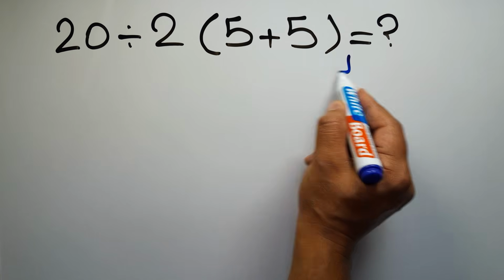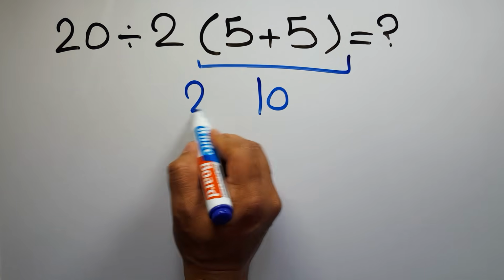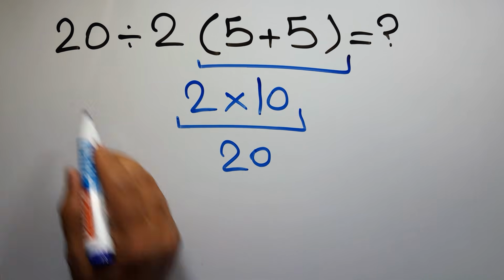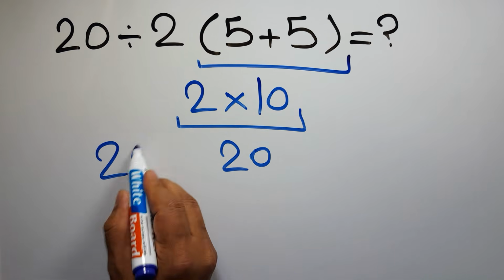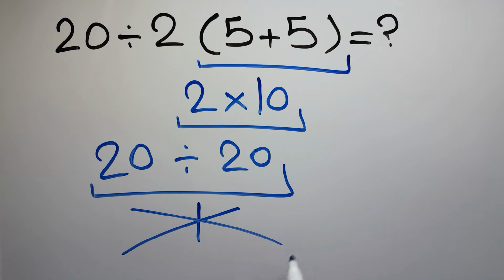5 plus 5 gives us 10. And the 2 times 10 equals 20. So 20 divided by 20 gives us 1. But this answer is not correct.